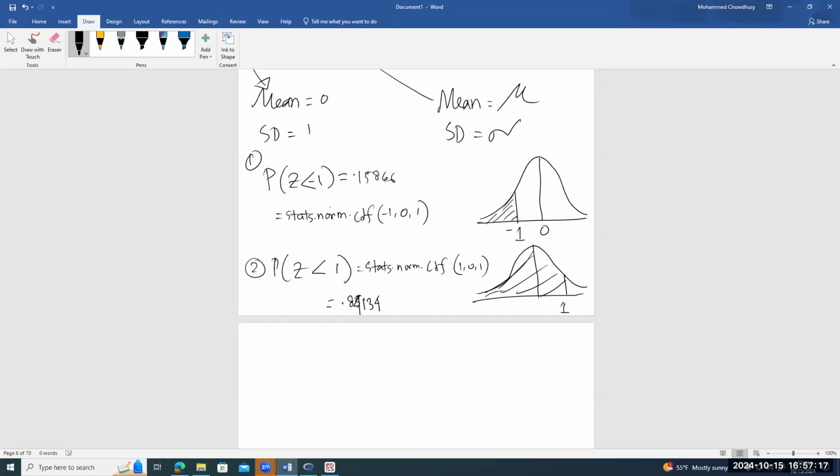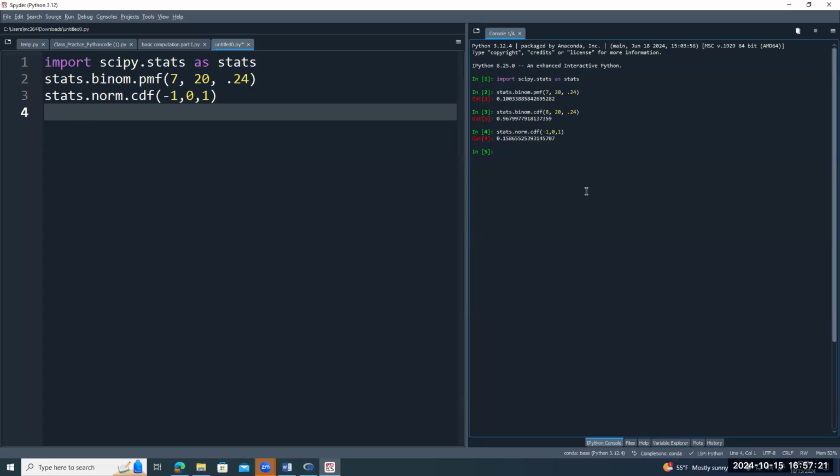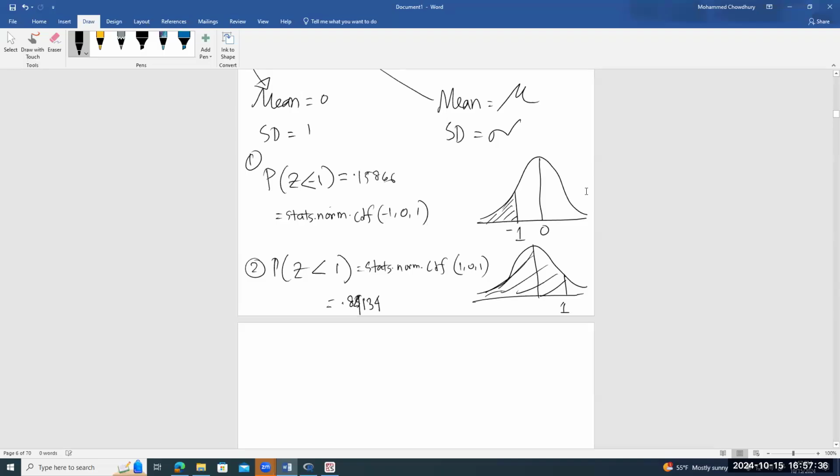So how can you compute this? You just go there, bring it in here, change -1 to +1 and hit enter, and you will get this result. Okay. Less than 1 is done. Now greater than.